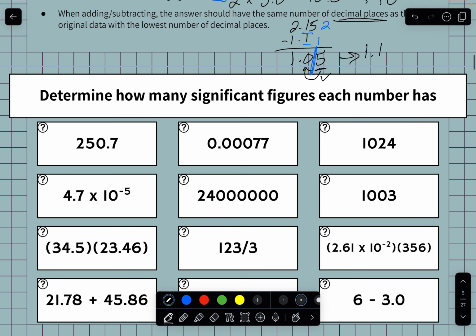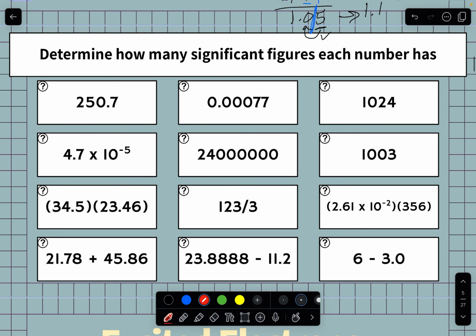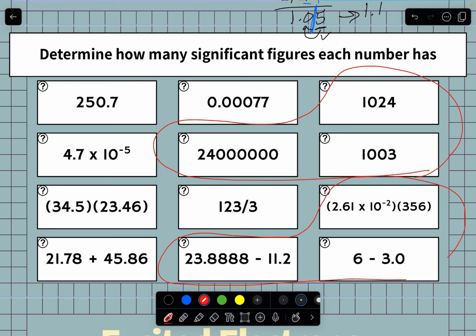Okay, so let's do some practice with this. I'm going to do half of these. I want you guys to do the other half on your own. So if you want to pause and practice these first, you can. But I'm going to give you the answers for all of these. Make sure you do it first for the ones I circled though, okay?